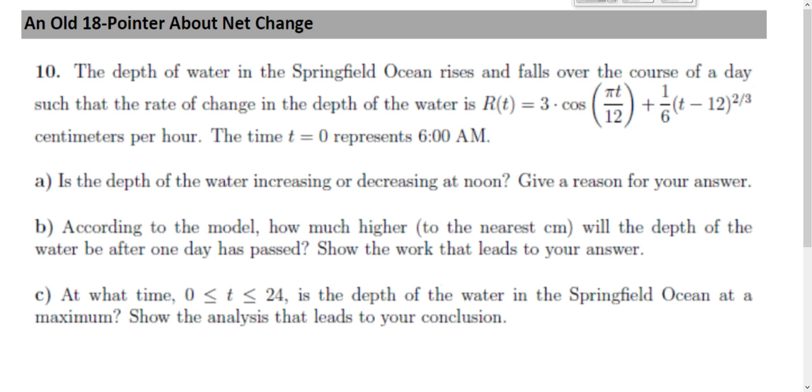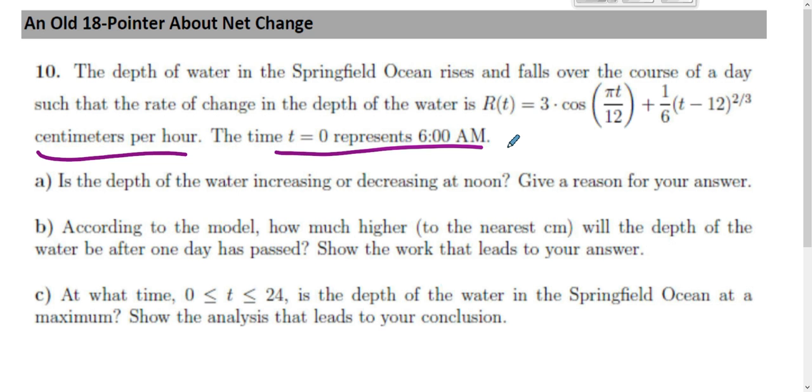So hopefully you looked at this question. This was question 10 on a final exam in years past. You won't find it anywhere else because I wrote it just for this. It doesn't exist on the internet anywhere. So the depth of water in the Springfield Ocean rises and falls over the course of a day. This is the rate of change in the depth of water, and this is measured in centimeters per hour. Time is measured in hours. Time equals 0 represents 6 a.m.